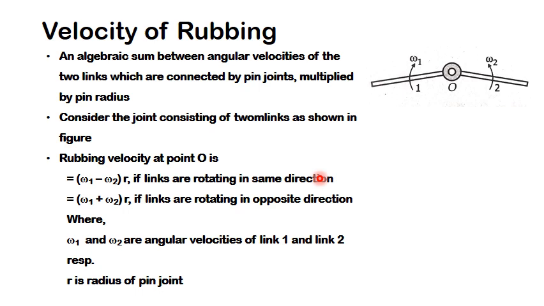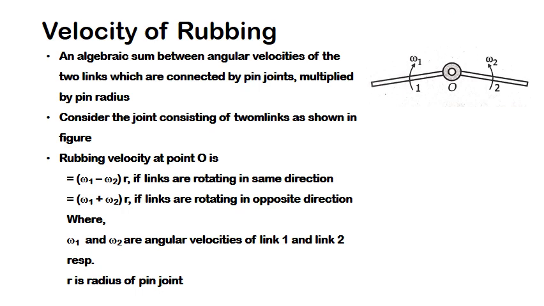Please see here, if they are rotating in the same direction, I mean both are rotating clockwise or both are rotating anti-clockwise, then we have to take the difference between them and multiply it by the radius. If both are rotating in opposite directions, then we take the summation of the angular velocities of those two links multiplied by the radius. Here omega 1 and omega 2 stand for the angular velocities of link 1 and link 2 respectively, and r is the radius of the pin joint. So this is what is meant by velocity of rubbing.